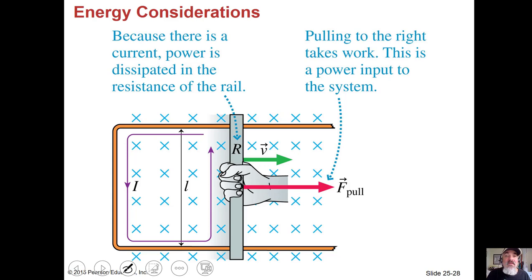Because there is current, power is dissipated in the resistance of the rail. Some problems actually have a resistor built in to the circuit there. Okay, so the work that you do goes into heating up the circuit elements, maybe powering a light bulb or something. So again, the key is, you could do this, or you could get something to do it for you, like a waterfall. Get something to move, generate current that way.